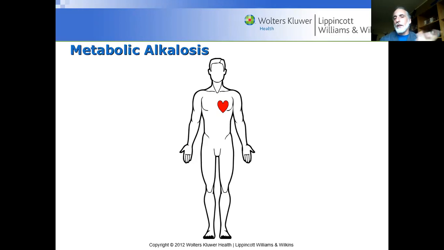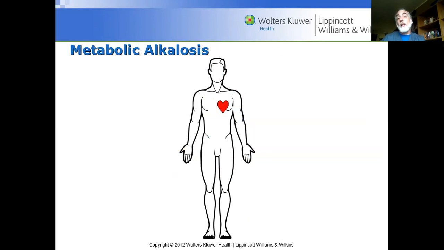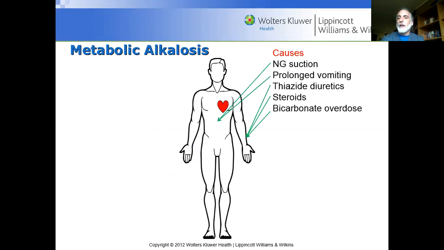Oh, metabolic alkalosis. Okay. We just had respiratory alkalosis. Let's hit metabolic alkalosis. Causes. Okay, NG suction. Prolonged vomiting. Both of these are removing GI content, stomach content, which is highly acidic. The body's going to replace that, increasing the potential hydrogen.